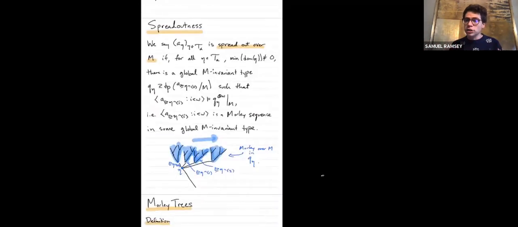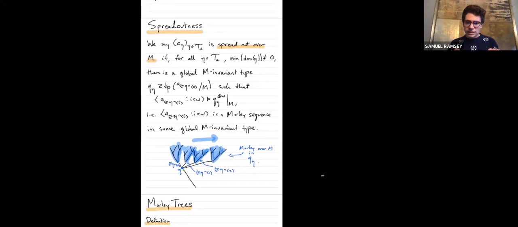Great. So now we're coming to the central definition, which is that of a Morley tree. Before we had Morley sequences, now we're going to upgrade that to some notion involving trees. How are we going to do it? Well, here's the key definition. We say that A eta in T alpha is spread out over M if whenever I take a node in my tree which is not at the top, so the minimum of its domain is not 0, then there's some global M-invariant type, which we're calling Q eta, extending the type of the cone above eta concatenated with 0. And eta concatenated with 0 makes sense because we weren't at the top.